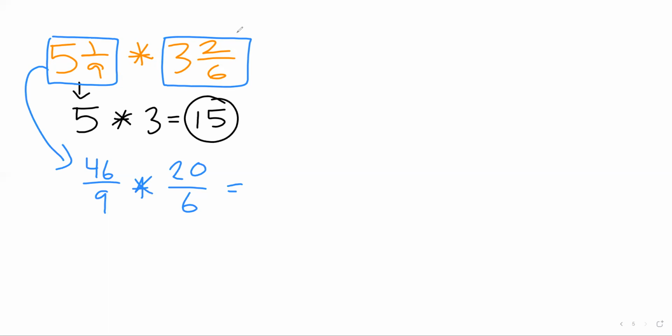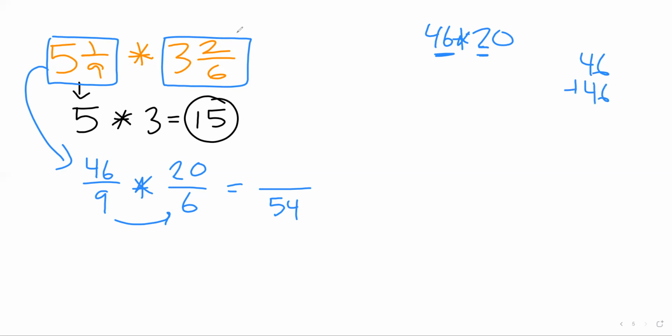So we multiply our numerators and denominators. I'm going to go with my denominators first because, well, 9 times 6, I have that one in my head. Now what I've got to do over here is multiply 46 times 20, and there's a couple of things I could do here. One, I could think about doubling. That's 2 46s, so I'm going to use repeated addition. That's 92.